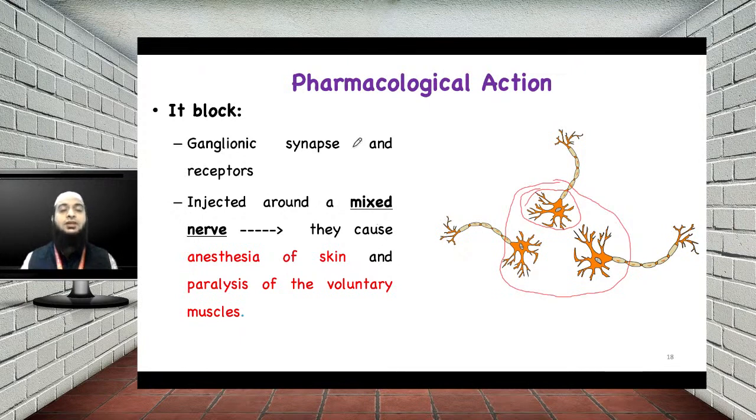If you give an injection of the local anesthetics around the mixed nerve, then they can cause anesthesia of the skin, and it also causes paralysis of the voluntary muscle. Now what could be the reason why it causes anesthesia of the skin? Because obviously the nerve ending is blocked, because you have given the injection around the mixed nerve. The motor neurons and the sensory neurons: the sensory neuron carries the message from the sensory organ towards the brain, and the motor neuron or effector neuron carries the message from the brain to the effector organ.